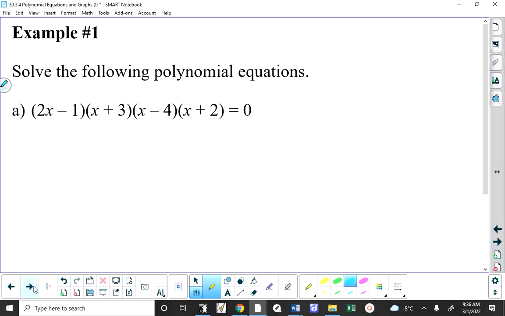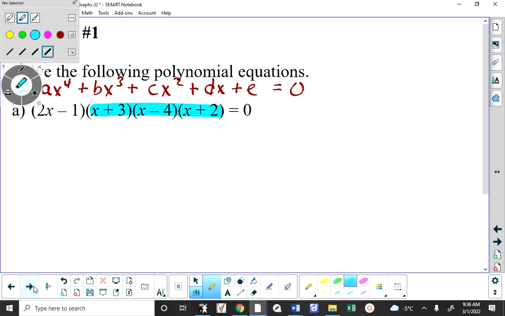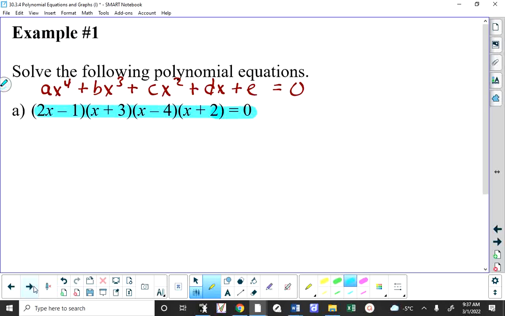Well, first of all, I want you to understand something. I could have given you a polynomial function and said solve the following. I could have given you this expression that I'm going to highlight in expanded form and said solve it. Okay, we'll come back to that idea in a second. But now look at the equation that I've highlighted here. The product of those factors has to be 0. That's the equation you're asked to solve.